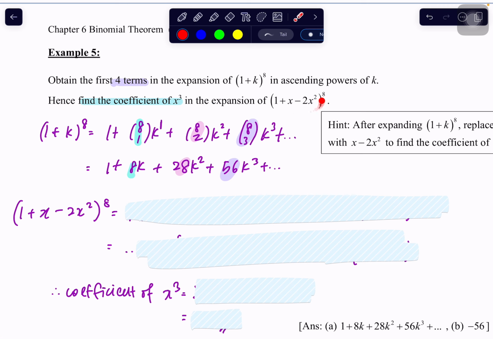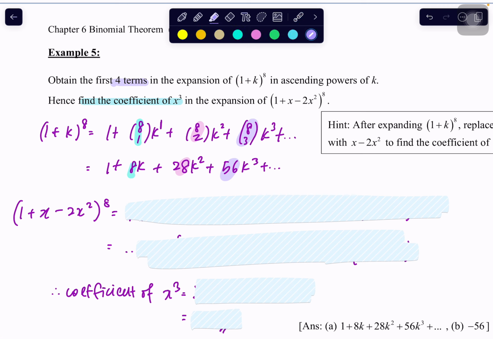So now this is no longer a binomial. This, in fact, is a trinomial, right? Tri because there are 3 terms, and we should not be expanding it forcefully, okay? Because we did not learn a method to expand 3 terms like that. We only know how to expand 2 terms, right?